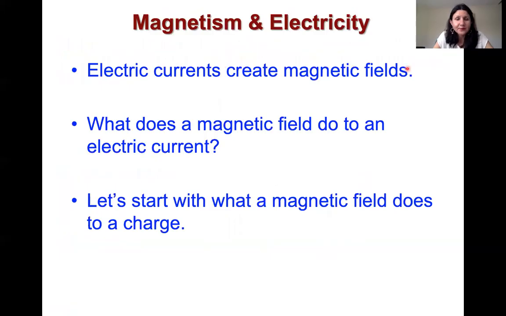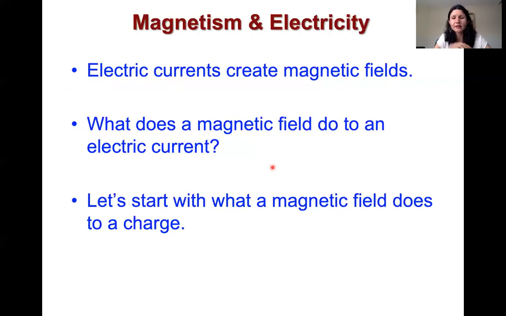All right, so now making more connections between magnetism and electricity. What we've just learned is that electric currents, so moving charges, create magnetic fields. In a sense, we had moving charge as our source that created a magnetic field. So let's now ask the question, what does a magnetic field do to electric current? Imagine we reverse the situation.